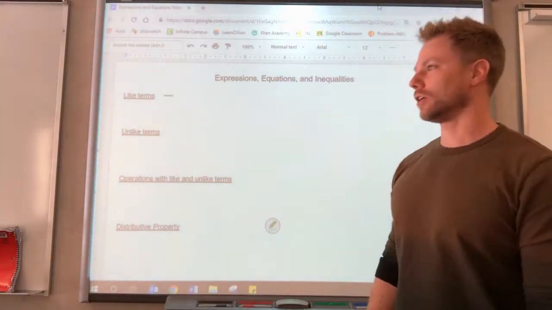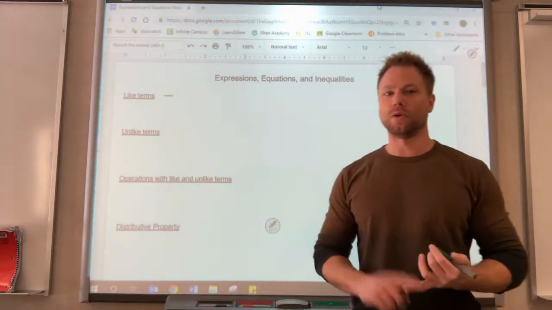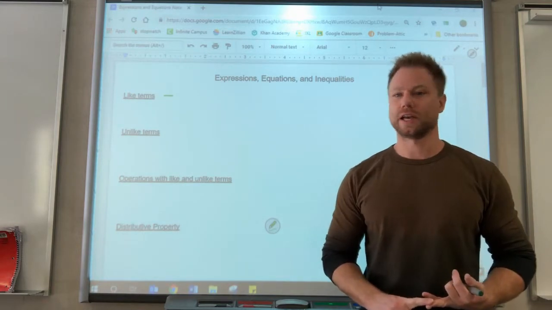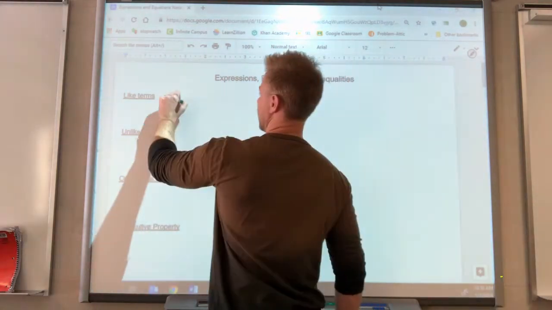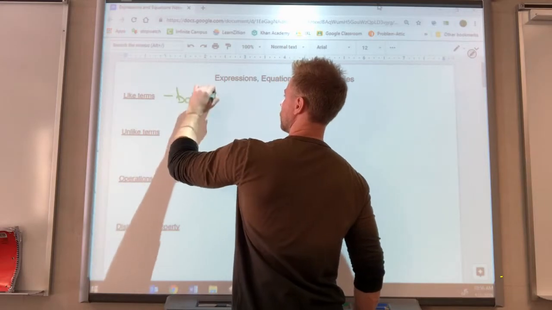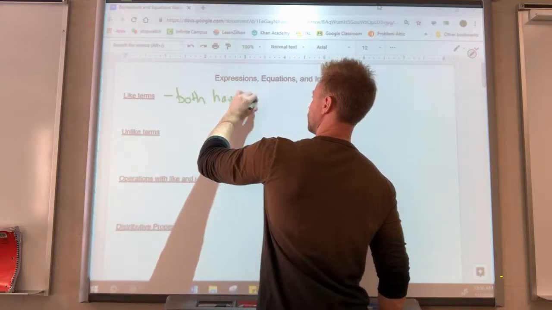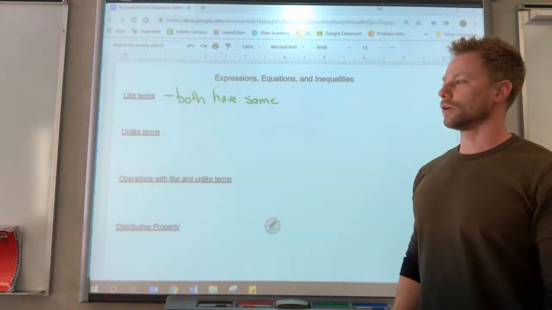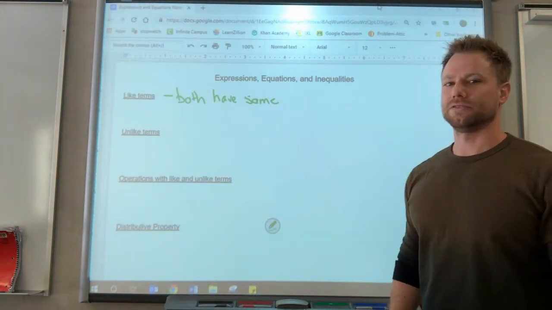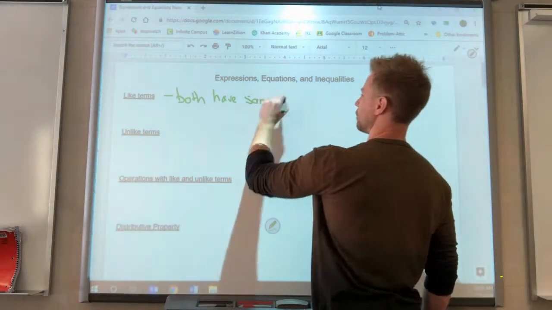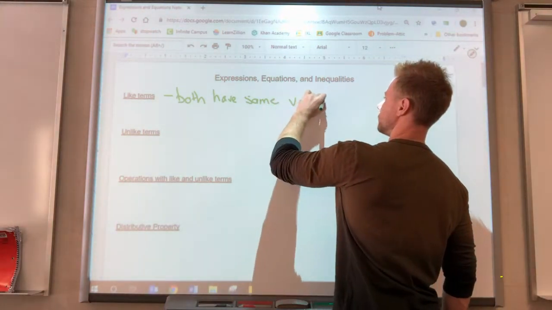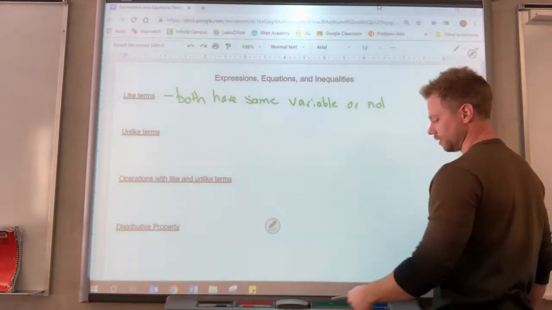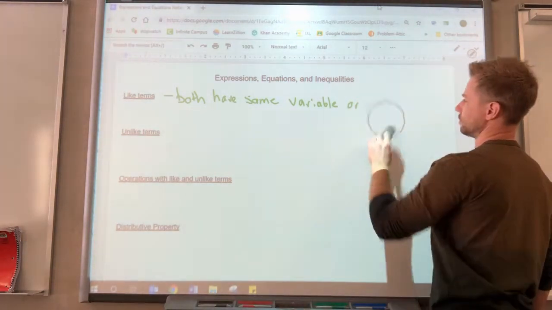Like terms are terms that either both have the same letter or they don't have any letter at all. Okay, so let's write that down. Both have the same letter, and the technical word for a letter is a variable. So they either both have the same variable or no variable at all.